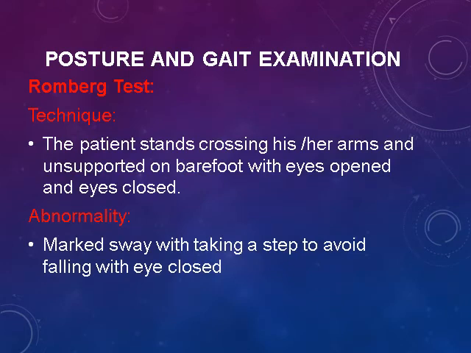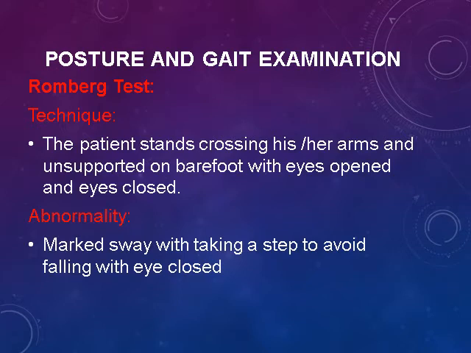Posture and gait examination. The patient's gait should be observed. First, let's start with the gait. We have to observe the patient's gait. Those with unsteady gait should be referred for assessment for peripheral neuropathy. Regarding the posture, the first test for balance and posture by which we assess the vestibulospinal reflex is called Romberg.